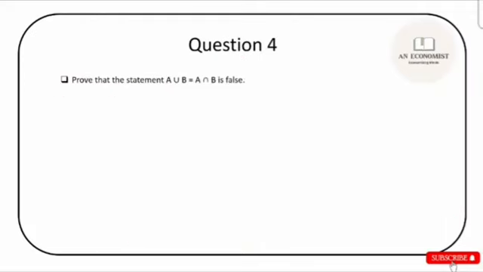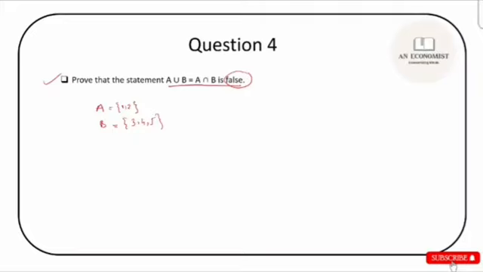Okay, let's go to the next question. Prove the statement A union B is equal to A intersection B is false. Now whenever you are trying to prove something to be false, you have to give one counter example. If you can generate one counter example that does not satisfy this particular argument, then only you can say that the statement is false. So let us generate an example. Say A is {1, 2} and take B to be {3, 4, 5}. You can take any example. I have taken a random example.